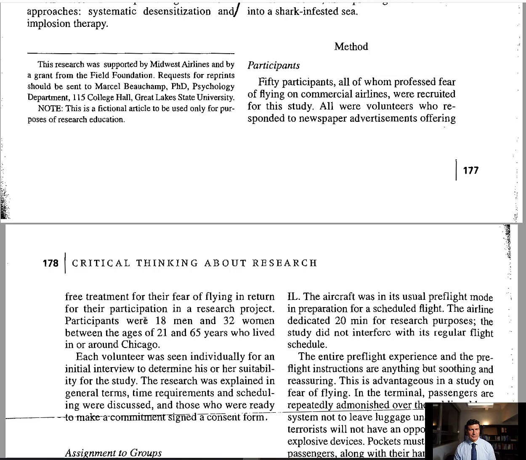We're getting our samples. They're going to be more convenient. We'd love to randomly sample people and find people on the street. Are you afraid of flying? You're part of my study, but we can't always do that. So, there's trade-offs with how we find people, and this study does have some trade-offs with how they found people.